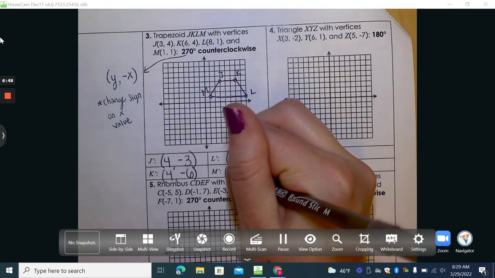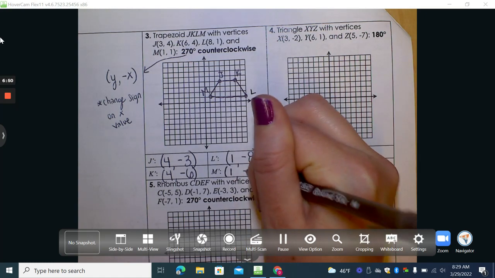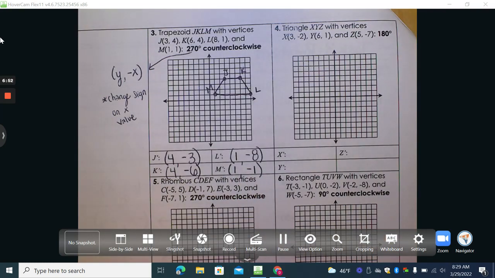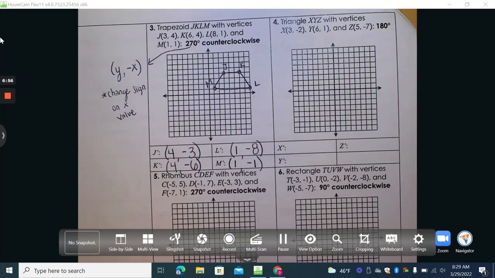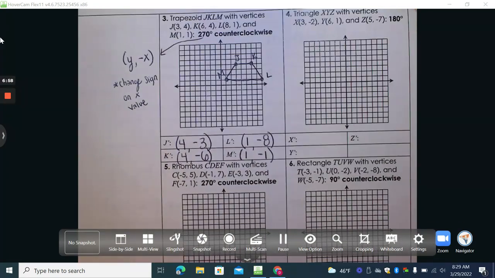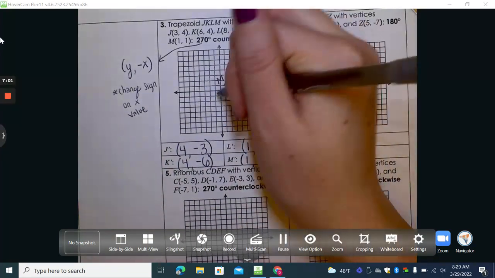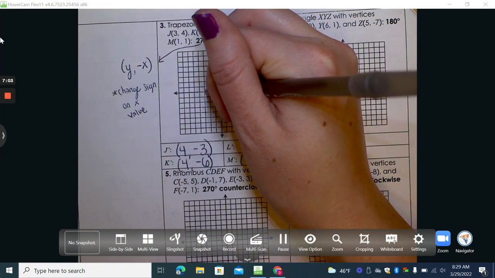And M, those flip around, they're the same one, but that second one, that X value one is now going to become a -1 in the Y spot. And so let's graph those 4 ordered pairs. +4, -3.